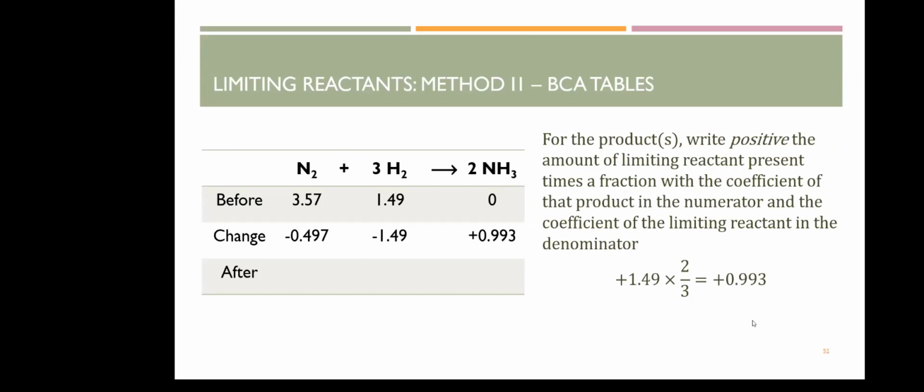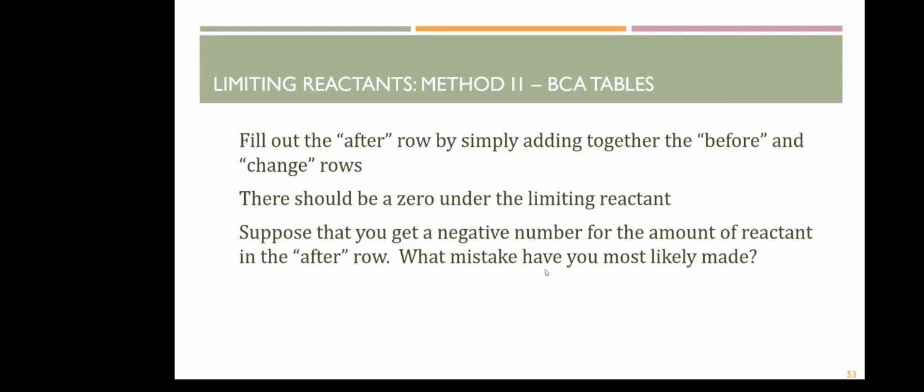So this is just accounting, essentially. How much hydrogen is left? That's easy. We just add these rows together. At the end, there's 0 hydrogen. How much ammonia is there in moles? 0 plus 0.993 would be 0.993. Again, there should always be a 0 under the limiting reactant. And if you got a negative number, you picked the wrong limiting reactant.